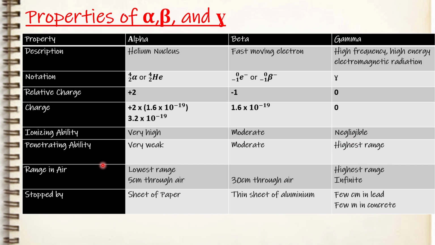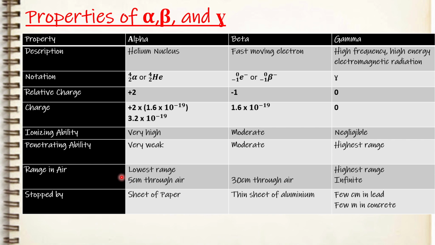Range in air. Now, what is range? The maximum distance a particle can travel through a medium. So the alpha particle has the lowest and gamma has infinite, right? And as you can see, there's this unsaid relationship between ionizing ability and range in air. The particle which has the highest ionizing ability will have the lowest range, right?